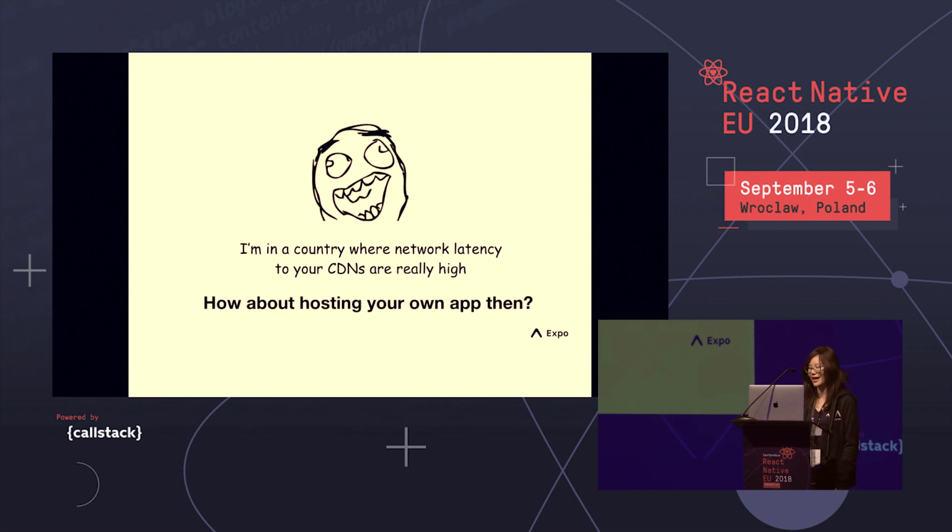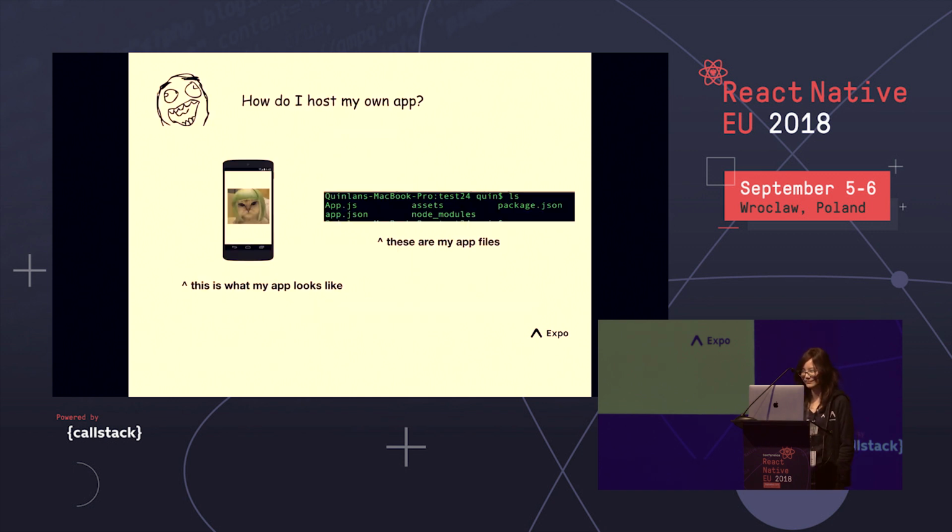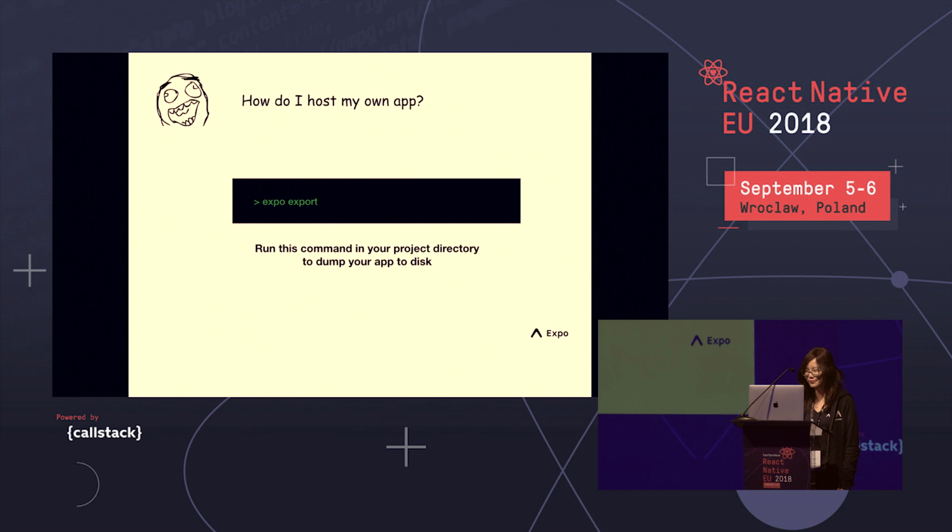So we said, how about hosting your own app then? We'll have it in our upcoming SDK release. So people were like, okay, well, how do I go about hosting my own app? I've got this basic React Native app, and tell me what to do from here. So we wrote a script. You can run expo export in your project directory to dump your app files to the disk.